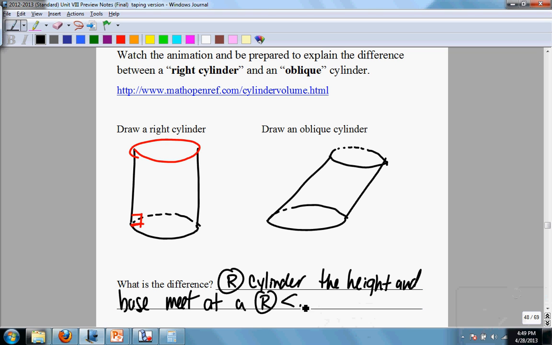The reason why this distinction is important is that every equation we work with over the next 20 some odd minutes only works in right cylinders and right prisms. These sideways or oblique prisms and cylinders are a different set of concepts.